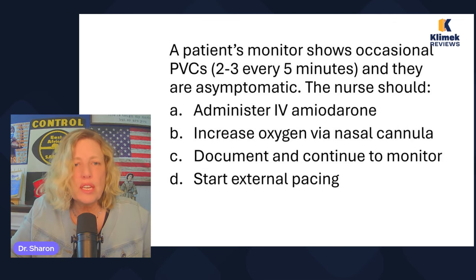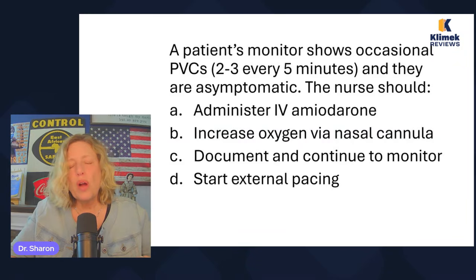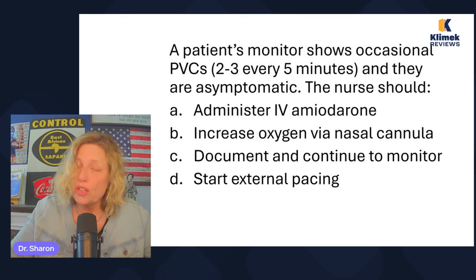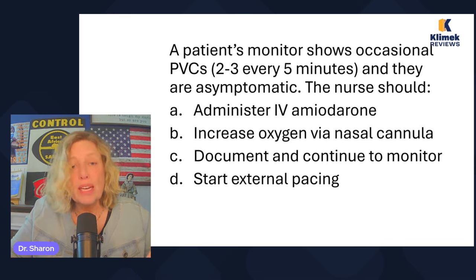A patient's monitor shows occasional PVCs, 2 to 3 every 5 minutes. So that's really pretty rare. And they are asymptomatic. The nurse should: administer IV amiodarone, increase oxygen via nasal cannula, document and continue to monitor, or start external pacing. So I would do amiodarone if they had 6 or more in a row or 6 or more in a minute. Okay, 6 or more in a row or 6 or more in a minute, I would do amiodarone or I could do procainamide. But in this case, they're very infrequent, 2 to 3 every 5 minutes, and they're asymptomatic.